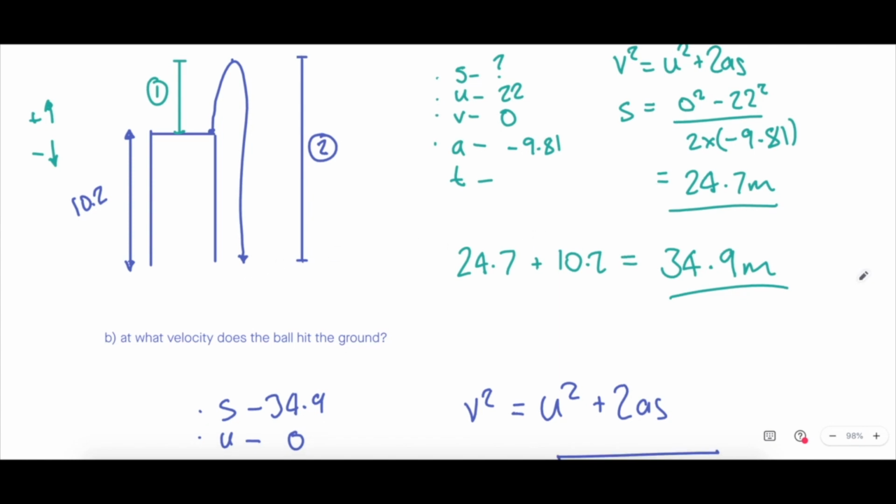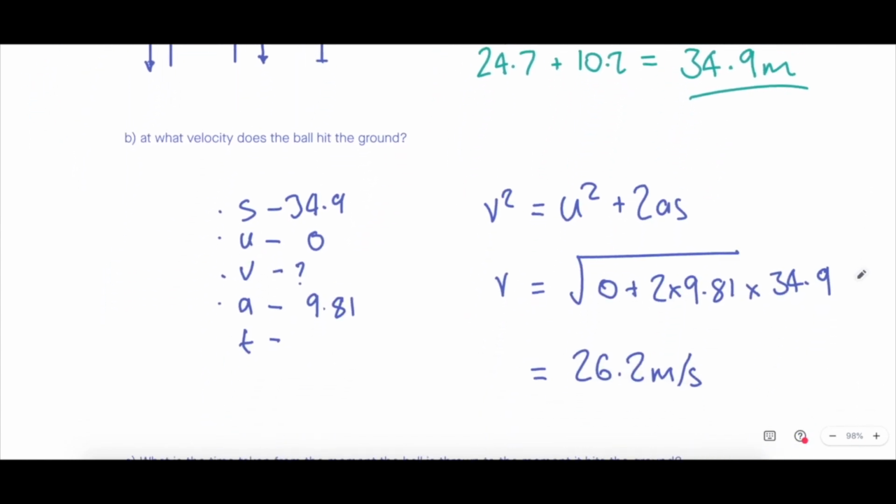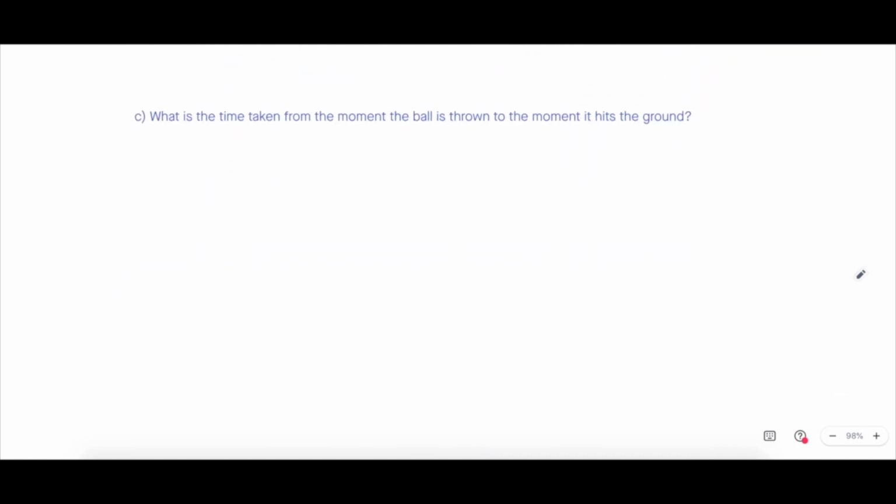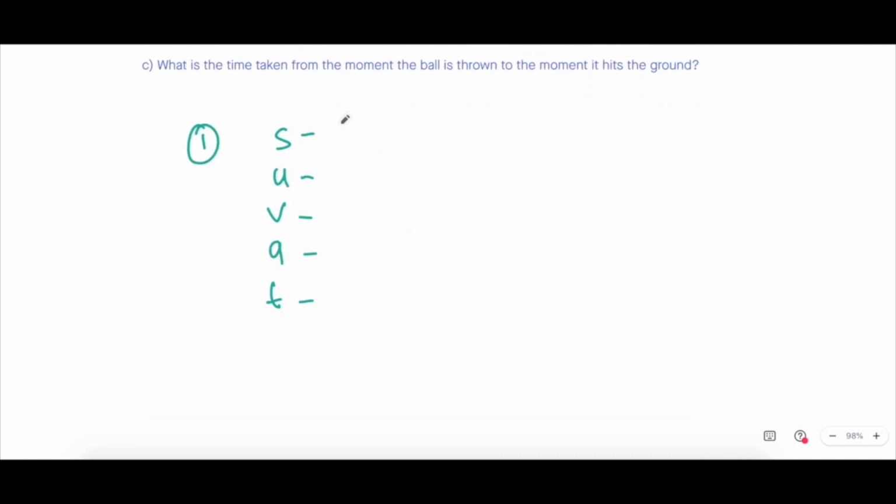So let's start with the first part, from the moment it's thrown to the moment it reaches the top of its jump. Just like in our part A, our distance was 22.4, initial velocity is 22, final velocity is 0, because we only look at the first part. Remember, in the first part of the jump, it ends up at the top, so it ends up with a velocity of 0. The acceleration is minus 9.81, and we're trying to work out the time taken for this first part.